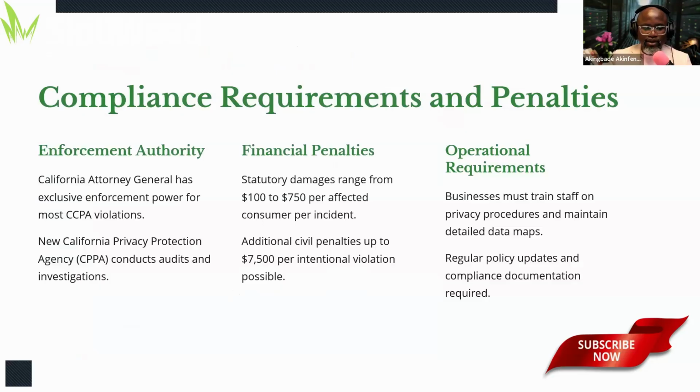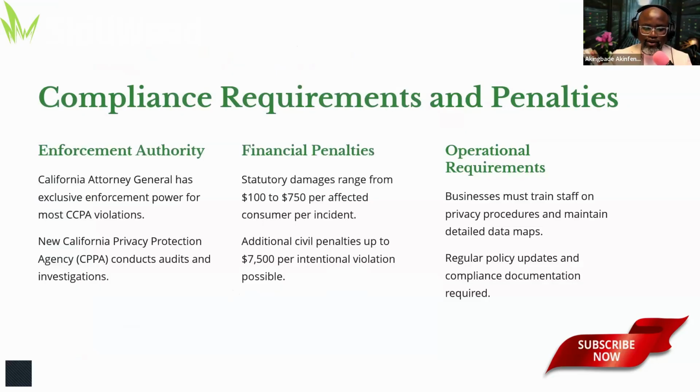The California Attorney General has full enforcement power for any violation. So that's a big one. We also have the financial penalties. So we are saying the statutory damages could range from $100 to $750 per incident. An additional civil penalty of up to $7,500 per intentional violation is possible. So this could be really, really bad.